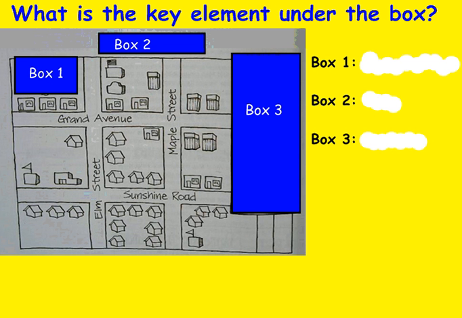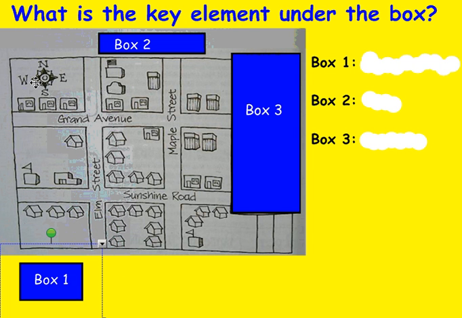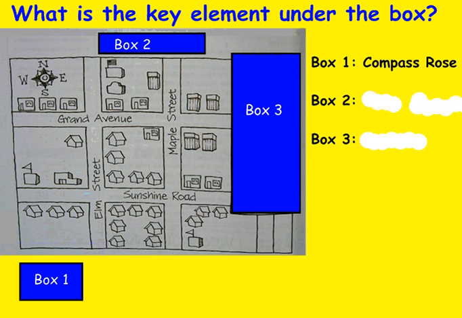This time we're looking at a map key that has to do with this map of a town. First, we're going to look and see what this map element under the box is. Oh, that's not the key. Do you know what that's called, where all the directions are? Let's see, box one, compass rose. You're right. Oops, it didn't go off.